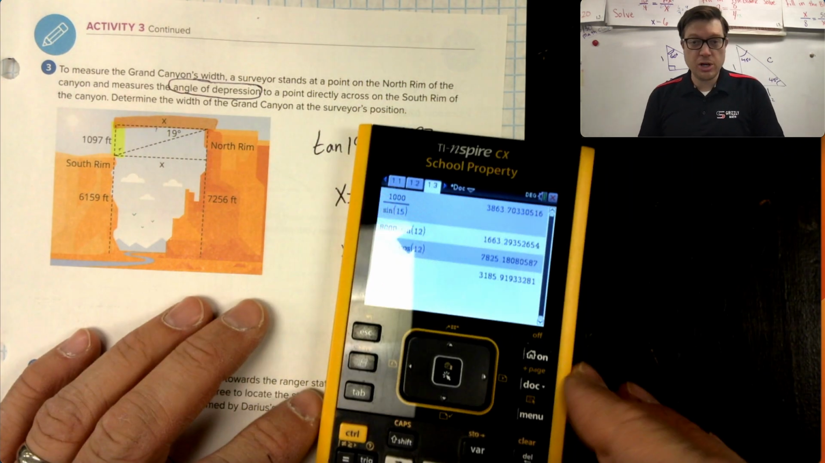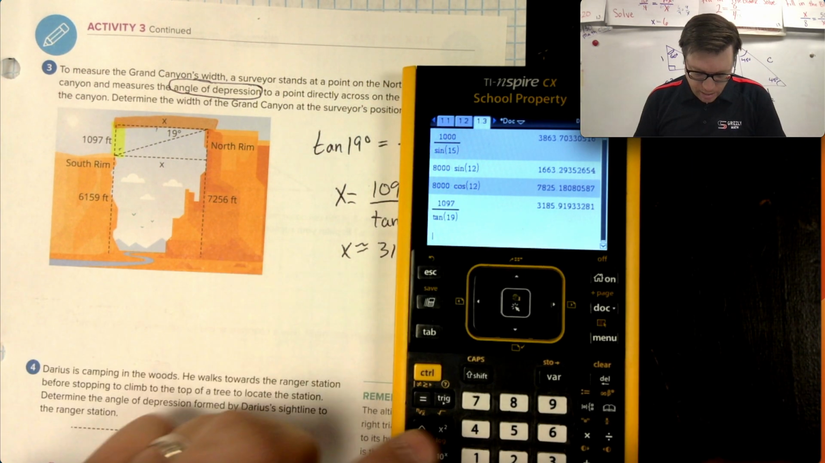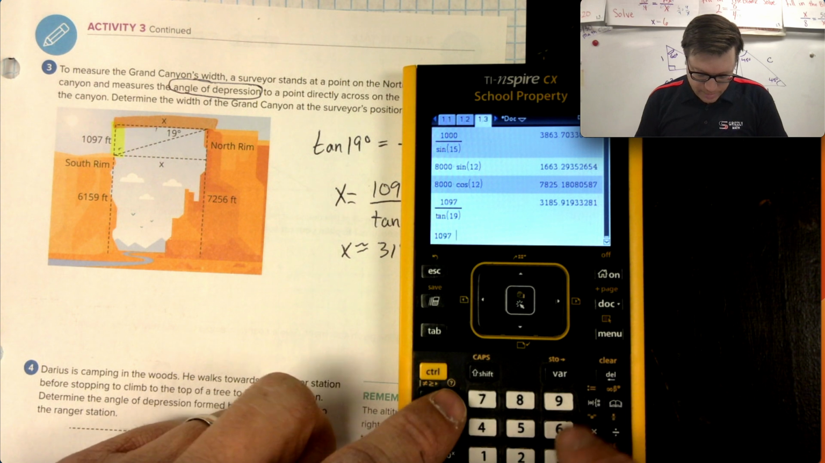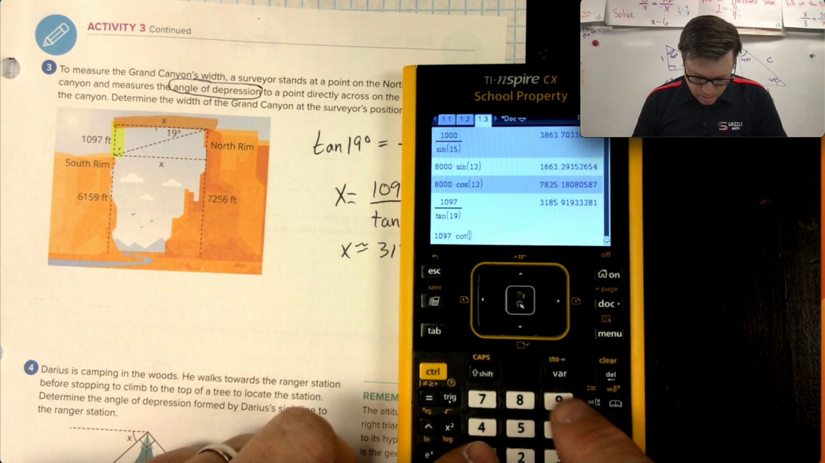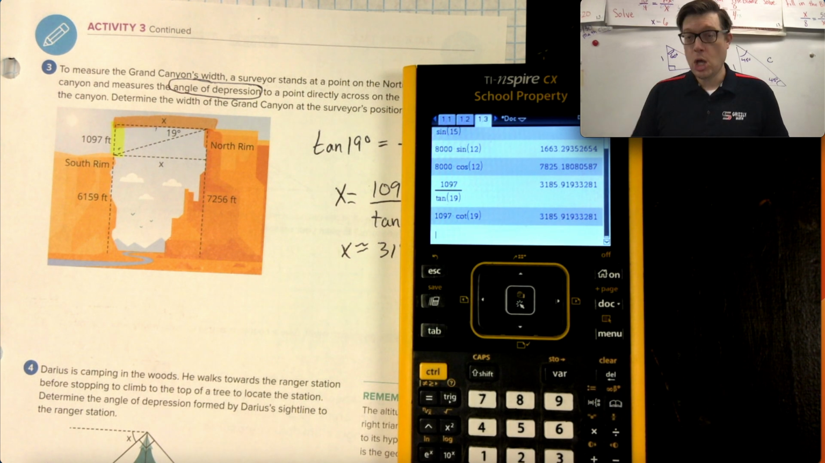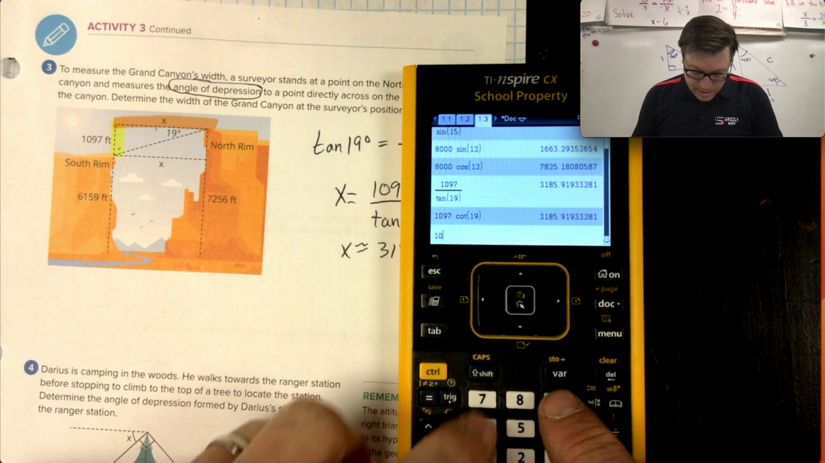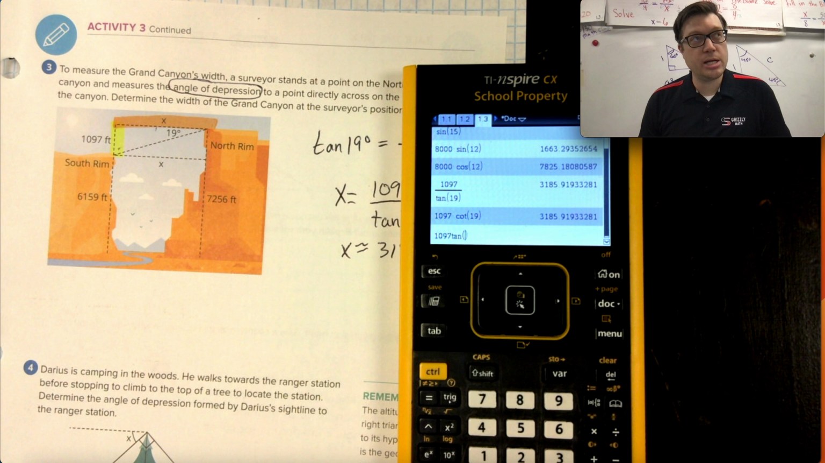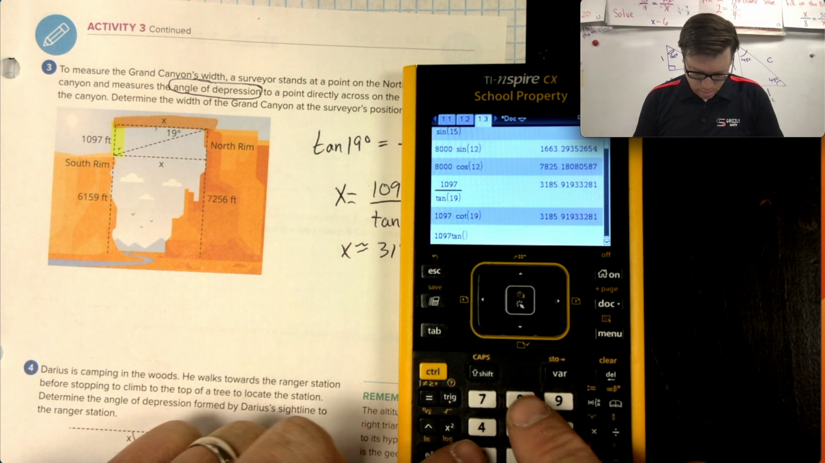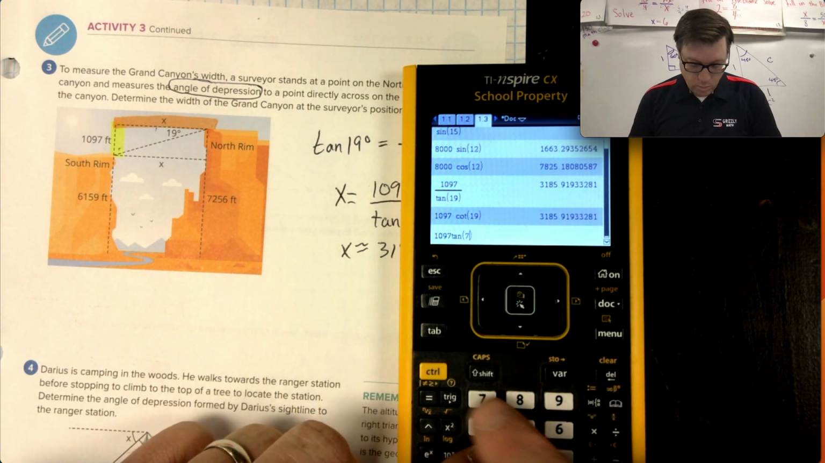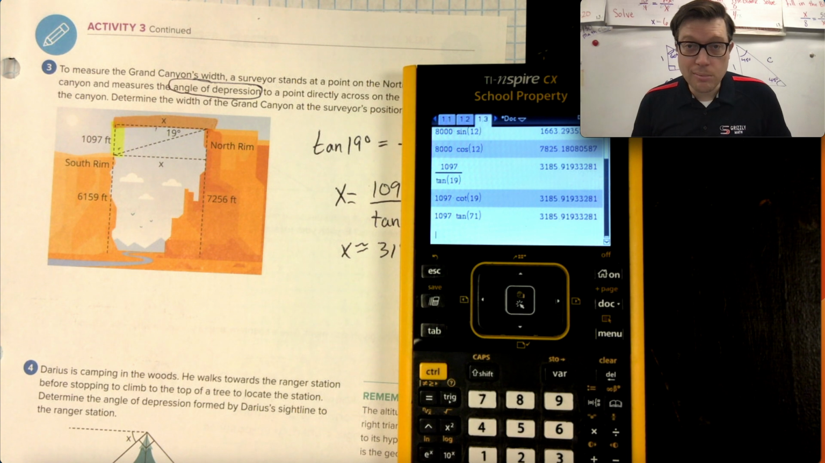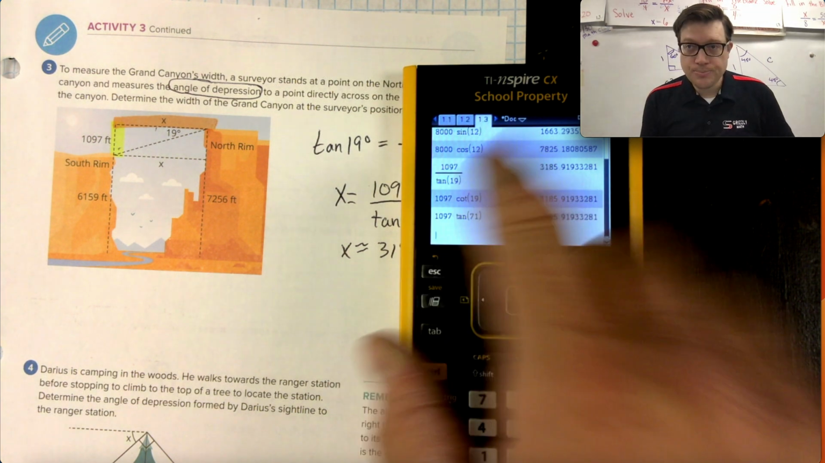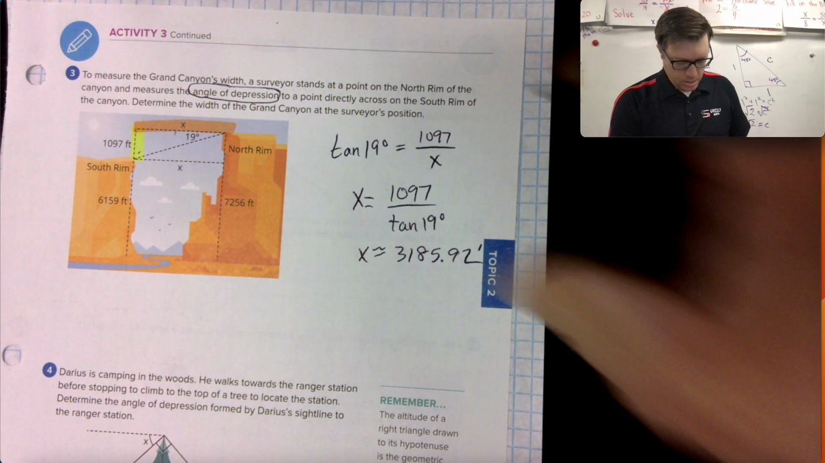By the way, if you're not sure that I know what I'm talking about, it'd be 1,097 times cotangent of 19. Or it'd be 1,097 times tangent of, let's see, the complement to 19 is 81? No, 71. All the same. Okay, question 4.